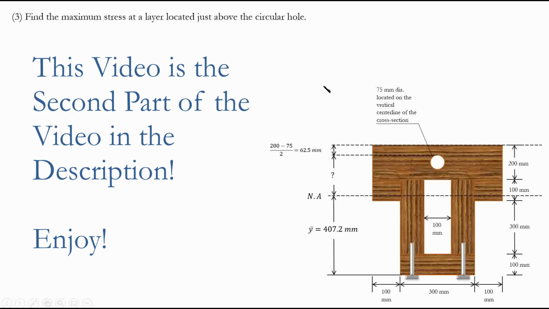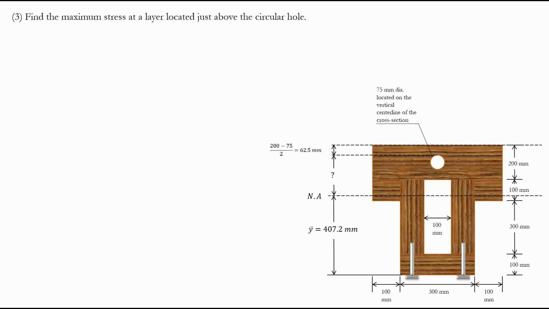Now that we have the moment of inertia, we have the moment, and we have the neutral axis position, we will be able to find the stress at any layer at any point on the beam. Of course, based on the assumptions, sigma equals My over I has its assumptions.